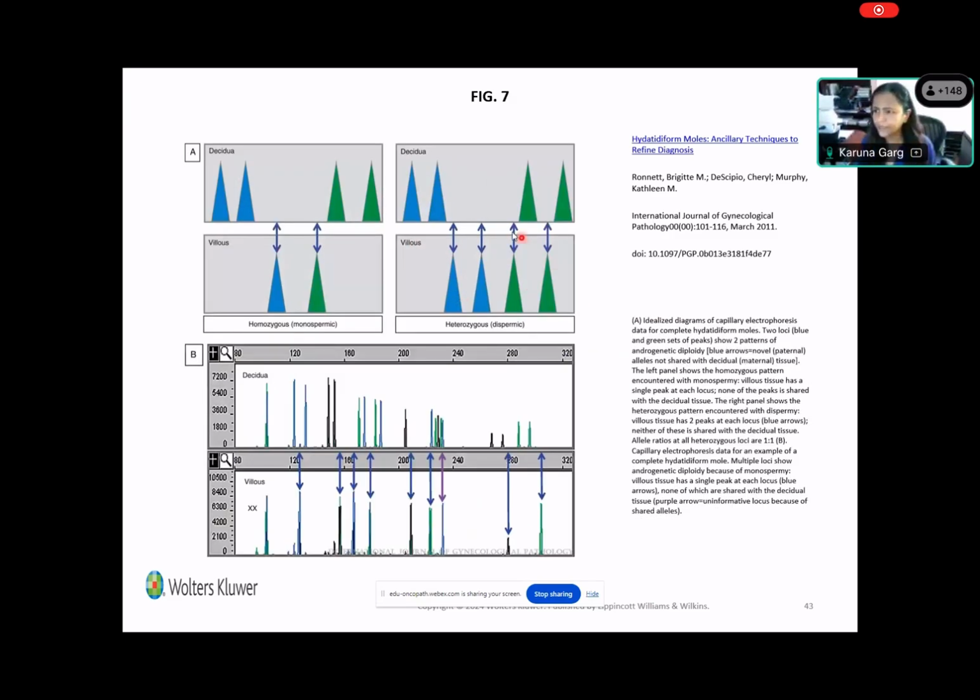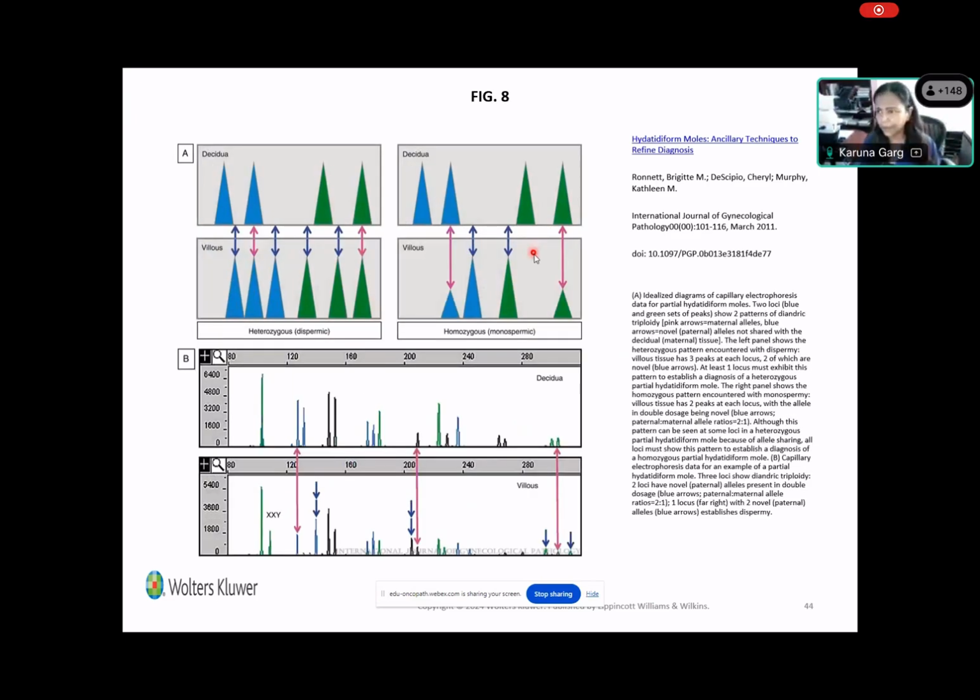In contrast, this is a complete mole, and you can see here that you have two copies, so it's diploid in the villi, but none of the copies match mom, right? Look at the mom's alleles and look at the baby's alleles. None of them are matching, so you can assume both of these are coming from the father. So it becomes diandric diploid, which is what defines a complete mole. Please stop me if it doesn't make sense, but that's basically the gist of it.